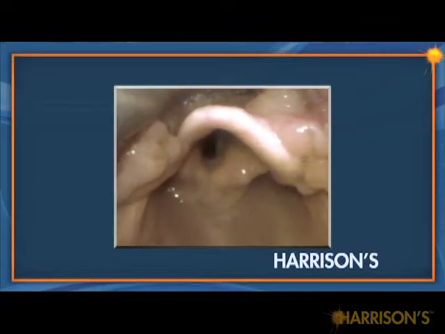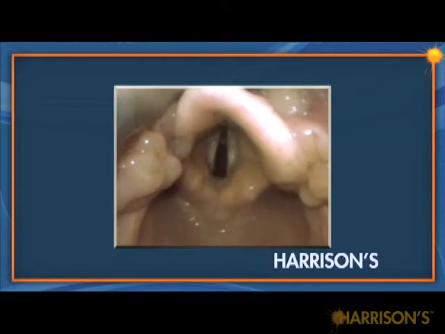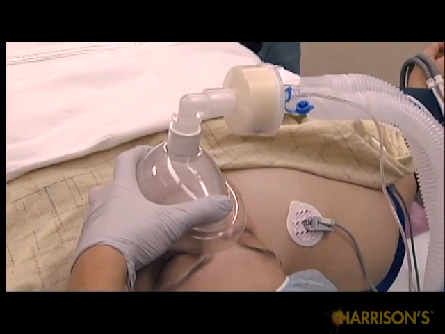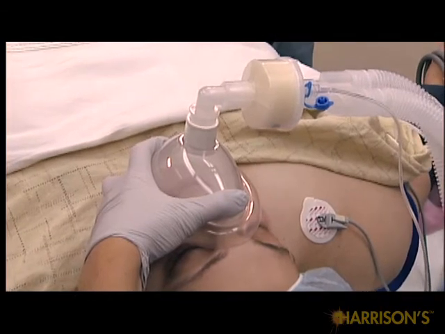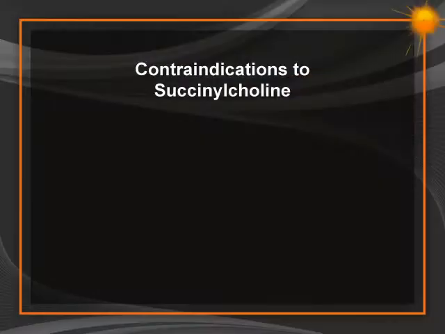The goal of direct laryngoscopy is to visualize the vocal cords in order to pass the endotracheal tube through the cords without causing trauma. After an induction agent has been administered and adequacy of mask ventilation has been determined, administration of a paralytic agent, such as succinylcholine, is useful for optimal visualization of the vocal cords.